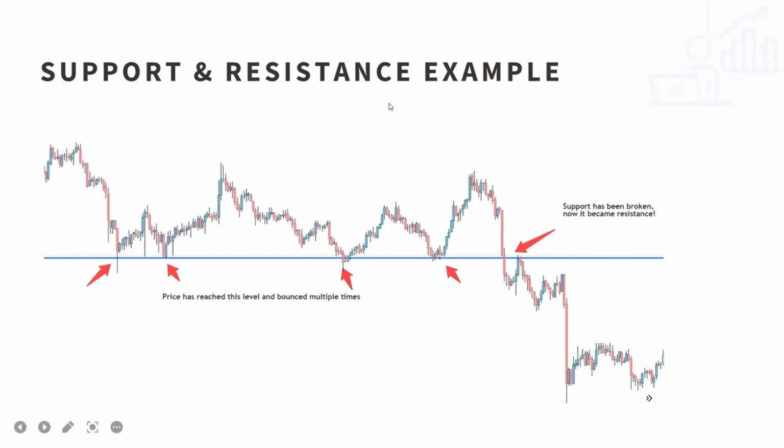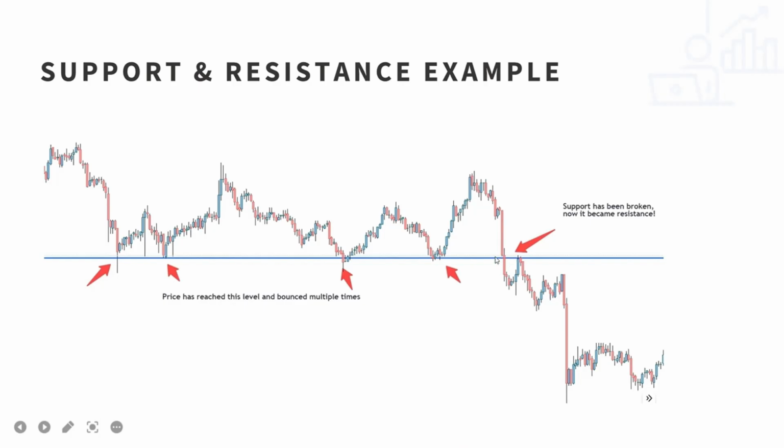Support and resistance example. Let's say this is our support area and this is $1. Whenever the price comes down to $1, this is support, it will bounce, support, bounce, support, bounce, until we break this area. So this was our support until it was broken. We didn't hold here. We didn't bounce from $1. We didn't bounce from support. Now the support is broken and it came down, and now this support became resistance.